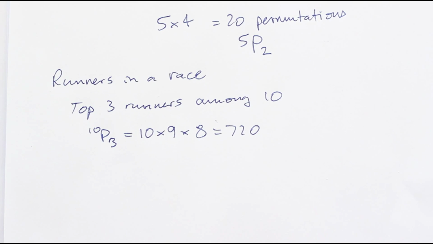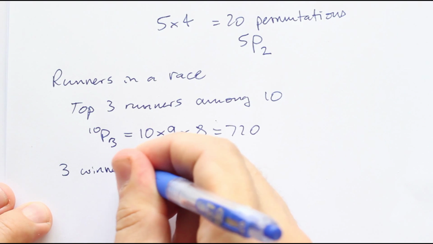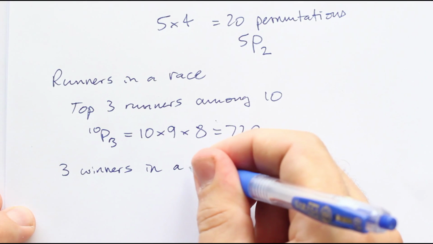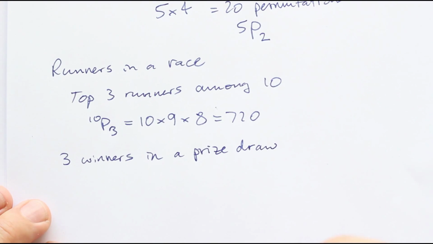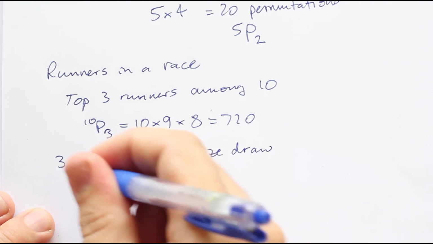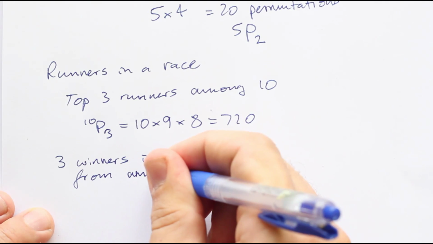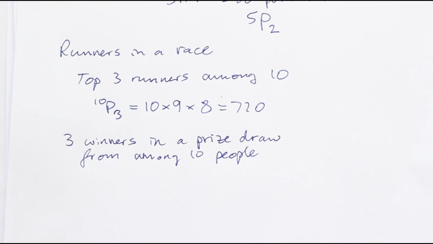Okay, but let's say you have 3 winners in a prize draw. Hopefully you can read my writing. So let's say you have, from among 10 people. So let's say you get 10 people and you say 3 of you are going to win a prize, $100. And just 3 prizes, it's the same.